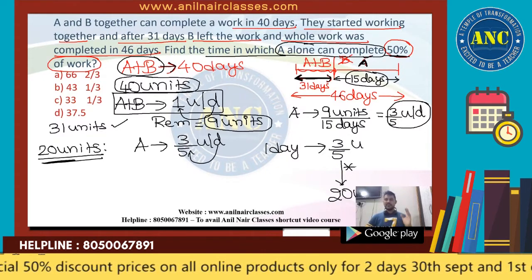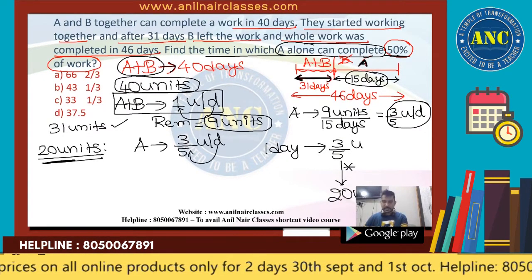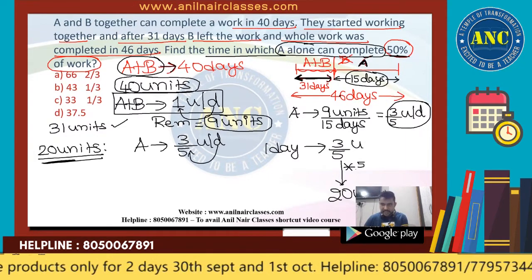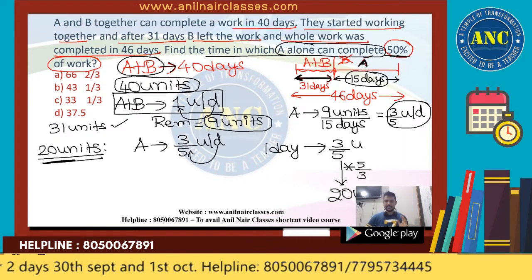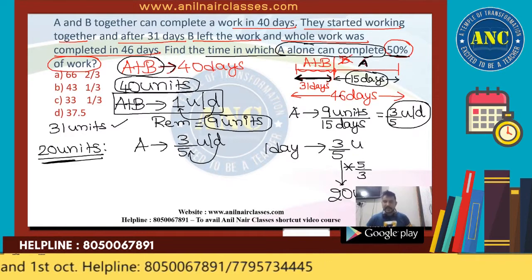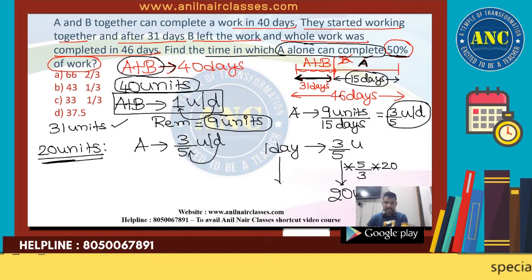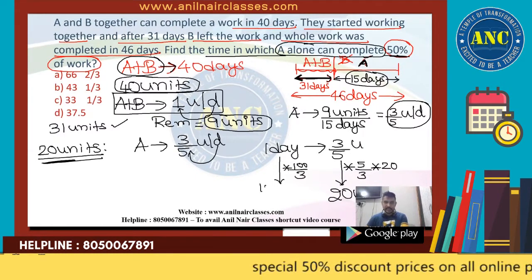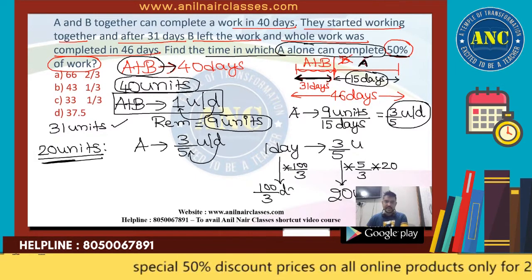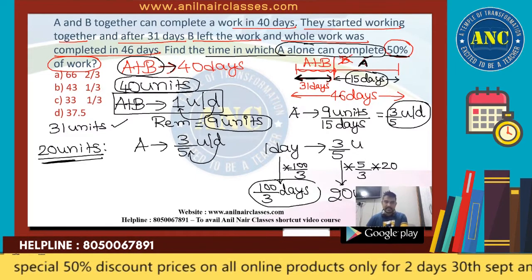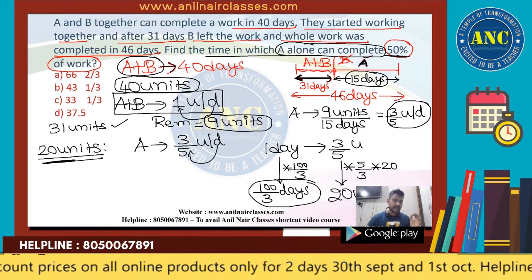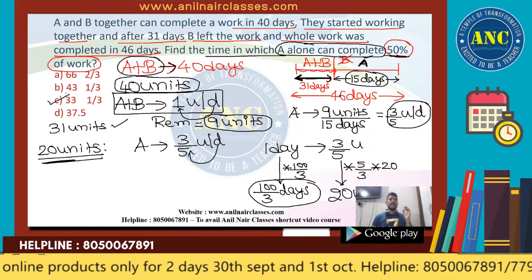Now, easiest way of finding the multiplying factor. 3 by 5 should become 20, right? First make 3 by 5 as 5 by 3. Multiply by 5 by 3. Because 3 by 5 into 5 by 3 is how much? 1. Now 1 should become 20. Multiply by 20. So that means the entire multiplying factor on the right hand side is 100 by 3. Left hand side also multiplied by 100 by 3. So 100 by 3 into 1, the answer for this question is 100 by 3 days. 100 by 3 in the answer option is represented as 33 1 by 3 days.